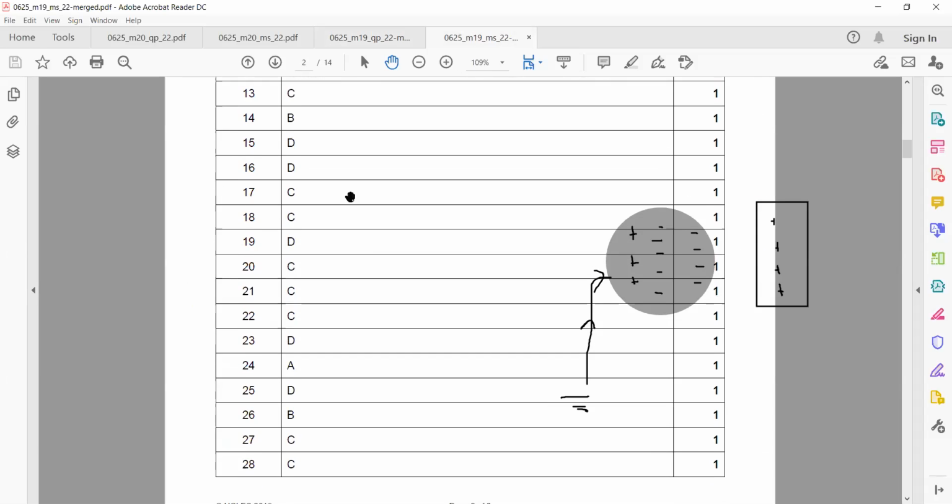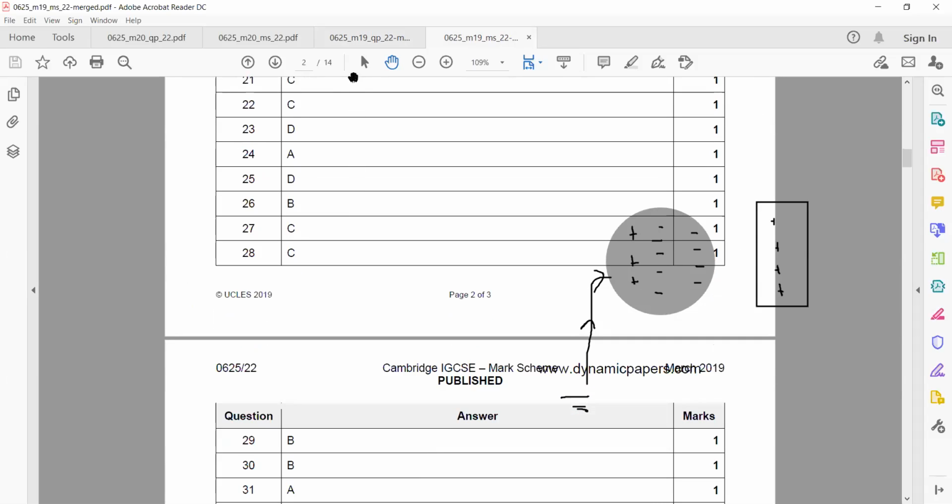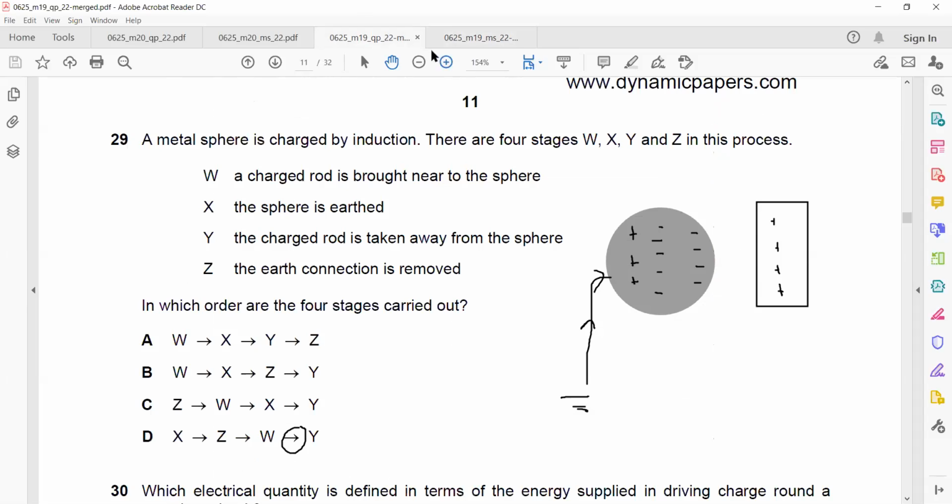you can see for question 29, B is given. Why is B given? As you can see in the question, because if we remove, for question 29, why is B given here? Yes. First, the charged rod is brought near the sphere. That's what we did first.